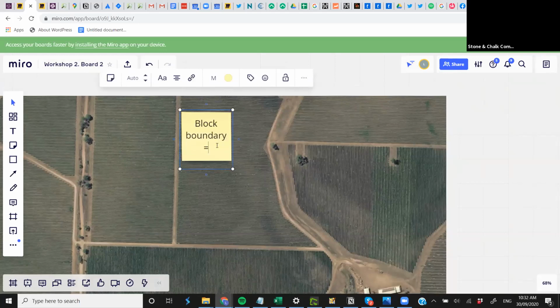Can we just talk about the block boundary of the productive area of the land? Can you talk about that a little bit more, like specifically what you mean? Well, for example, you're not growing anything in the headlands.